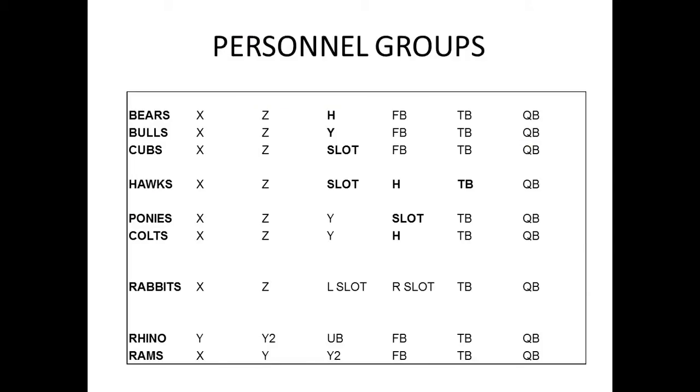How we do personnel groups. We try and keep them compartmentalized by Bears, Bulls, Cubs, all Chicago teams. Hawks, we throw in there too. When we go with the Y, often we'll use ponies and colts, horse theme. For 4 wide, we often will use rabbits, and then when we get in a big I double tight set, we'll use rhinos and rams.